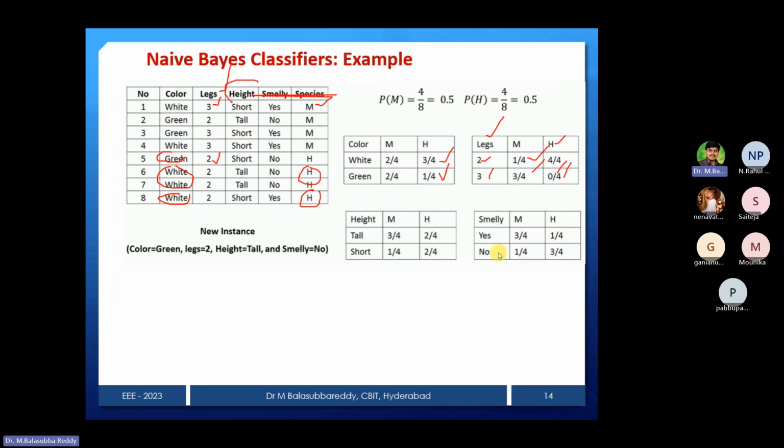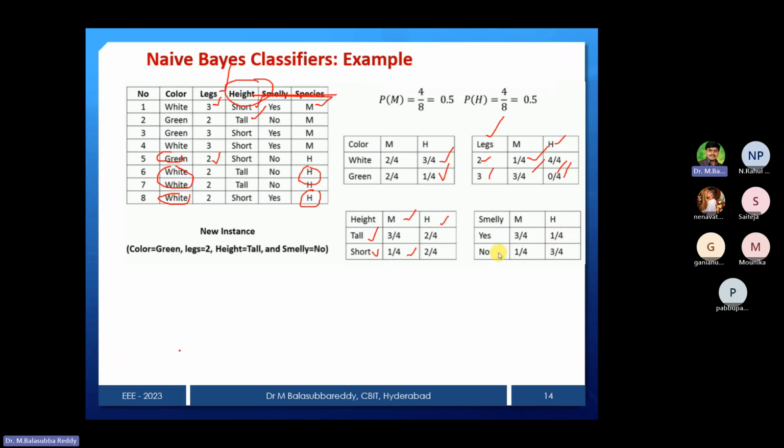Similarly, we'll go for the third one, height. What are the instances here? Short is one instance, tall is another instance. So you make it tall and short. When height is tall, species may be M, these three times. And short, this is one time. Similarly, H cases is this.